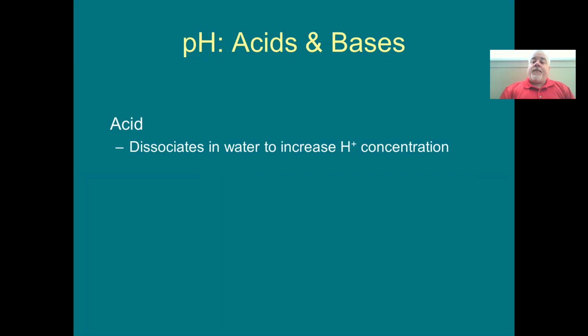So what is an acid? By definition, an acid is any chemical that dissociates or comes apart in water to increase the hydrogen ion concentration. It's acting as an acid. It's increasing the hydrogen ion concentration.